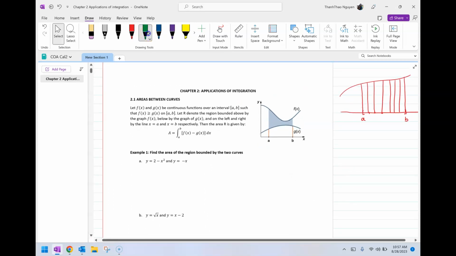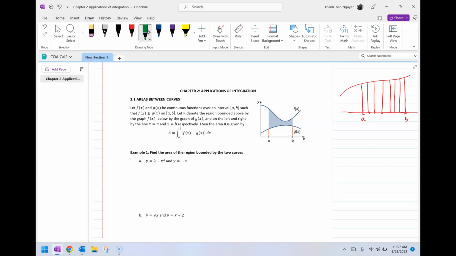However, remember the area between the two curves f of x and g of x is the area under the curve of f of x minus the area under the curve of g of x. And by property of integral, we can write that together in one single integral. The area bounded by the curves f of x and g of x is given by A equals the integral from a to b of f of x minus g of x dx.